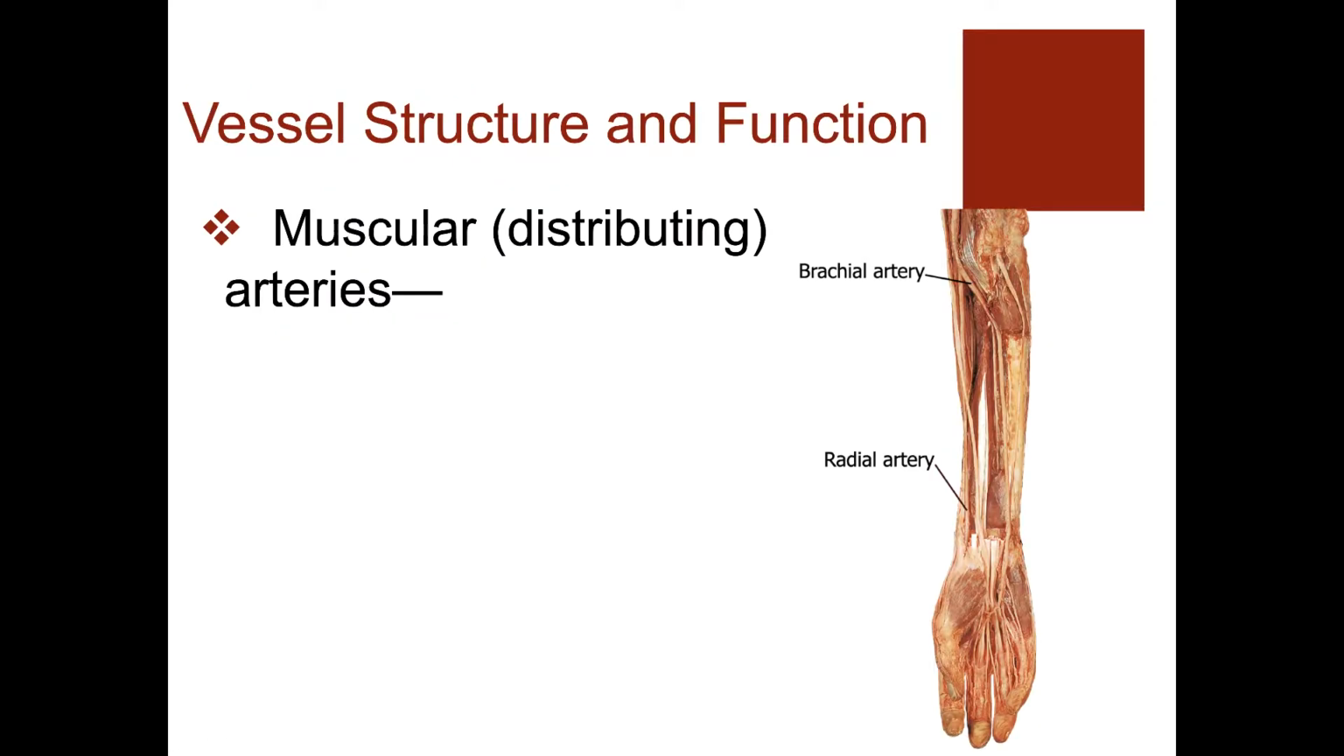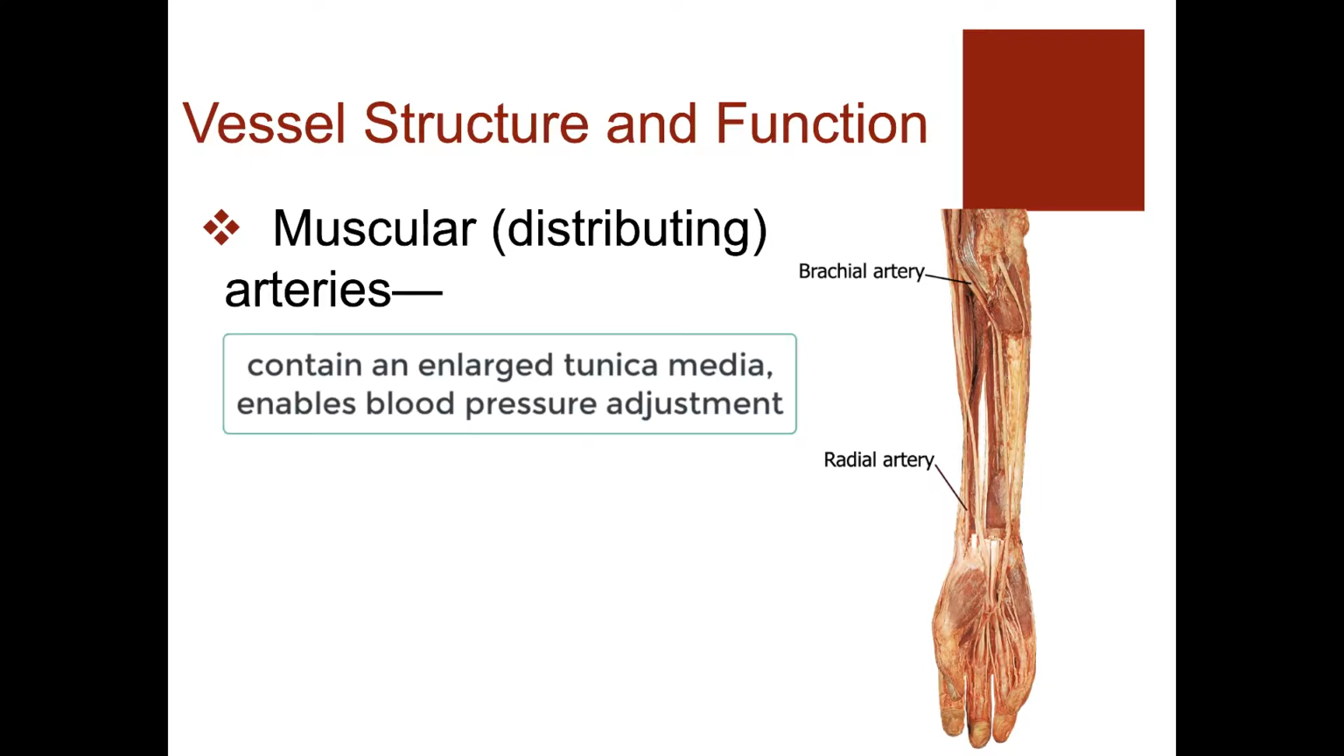The most common type of artery in the cardiovascular system are muscular or distributing arteries. These include examples like you see here on the screen, including the brachial and radial arteries. These are typically the arteries where we measure blood pressure from using blood pressure cuffs. What is unique structurally about these types of blood vessels is that they have a significantly enlarged tunica media. Approximately 75% of the mass of the blood vessel wall is just the tunica media in these blood vessels. Because of that, they can adjust the blood pressure significantly by just changing the diameter of the blood vessel.